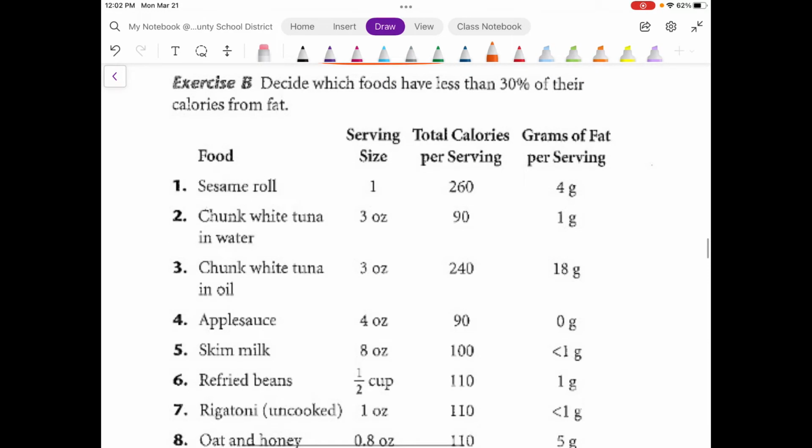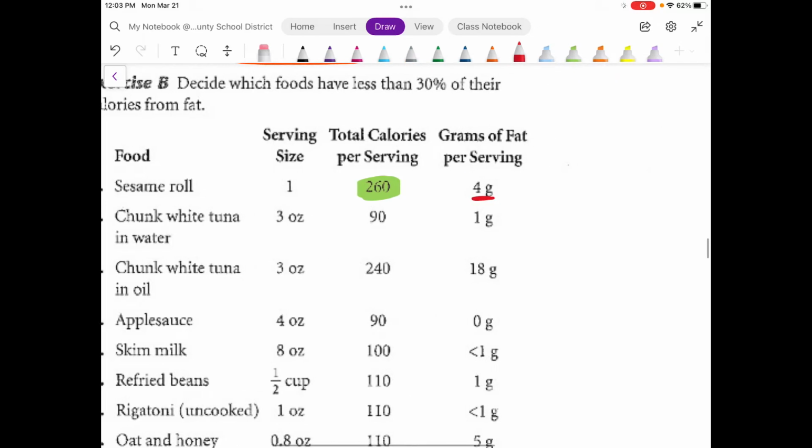For this one, we're going to decide which foods have less than 30% of their calories from fat. We're just going to do the first one together. We're talking about a sesame roll. The serving size is 1 roll. The total calories per serving are 260, and the grams of fat are 4 grams. So we're going to take the 4 grams and multiply it by 9. All of these are going to be times 9 because each gram of fat is 9 calories.